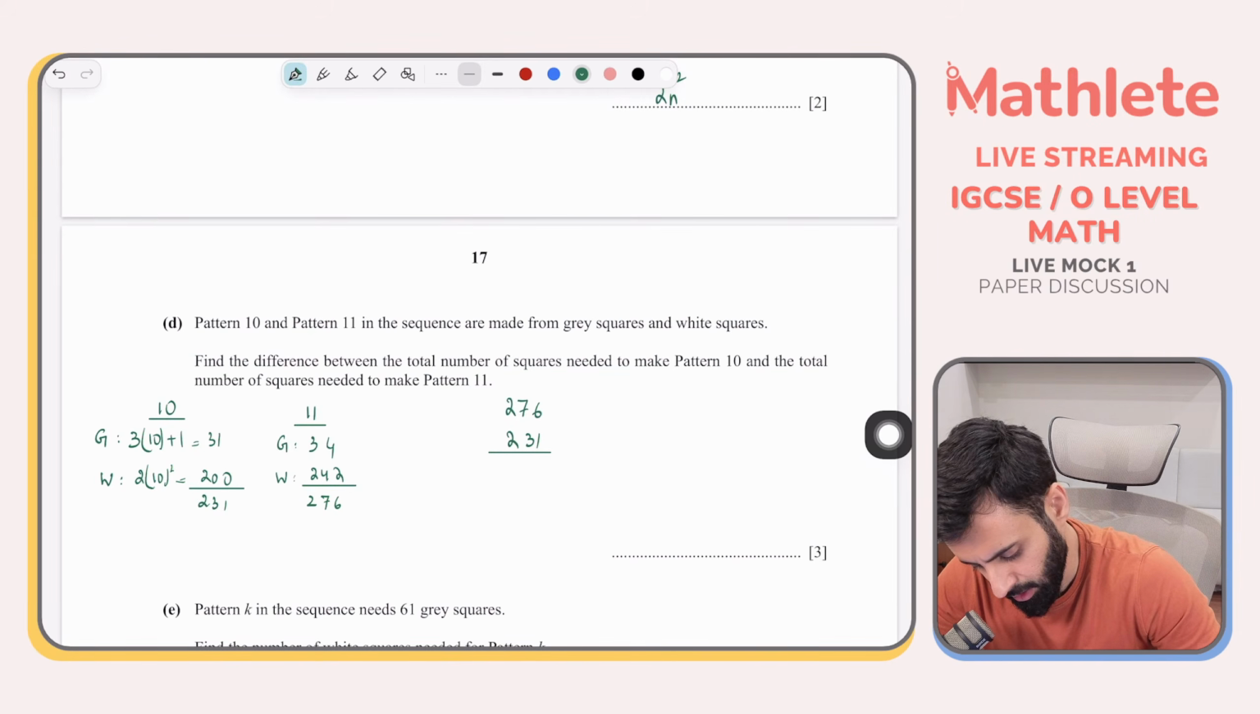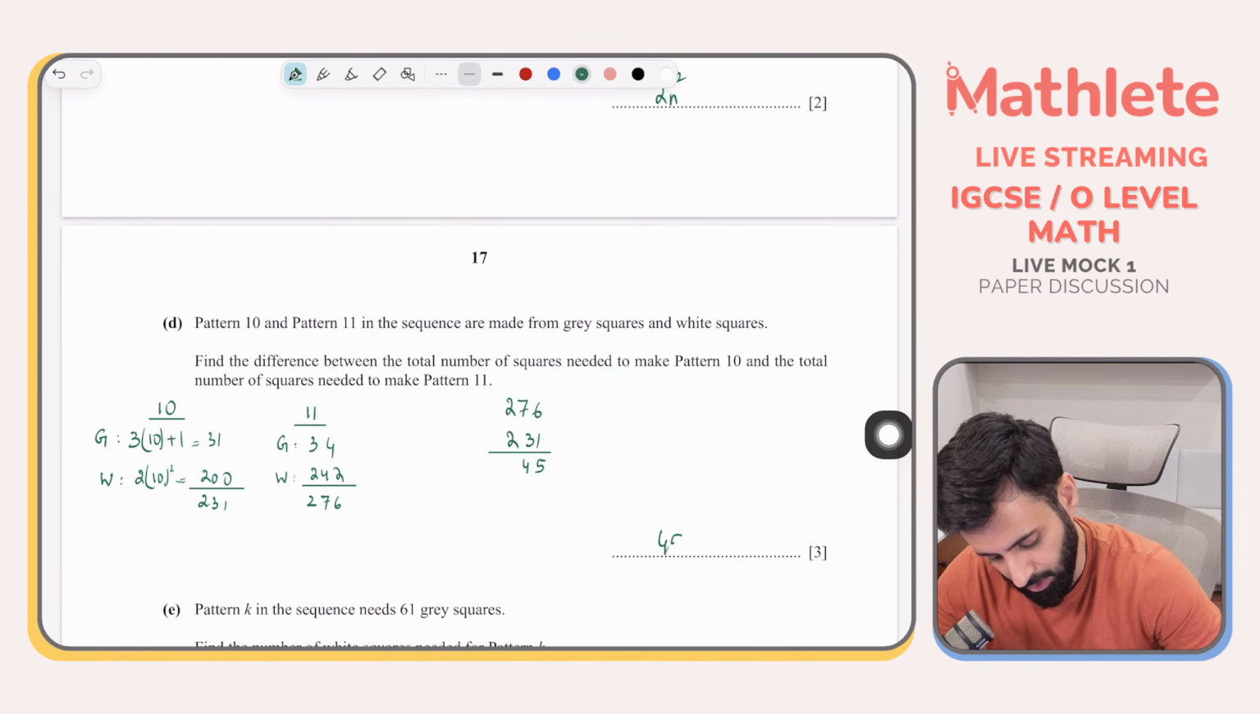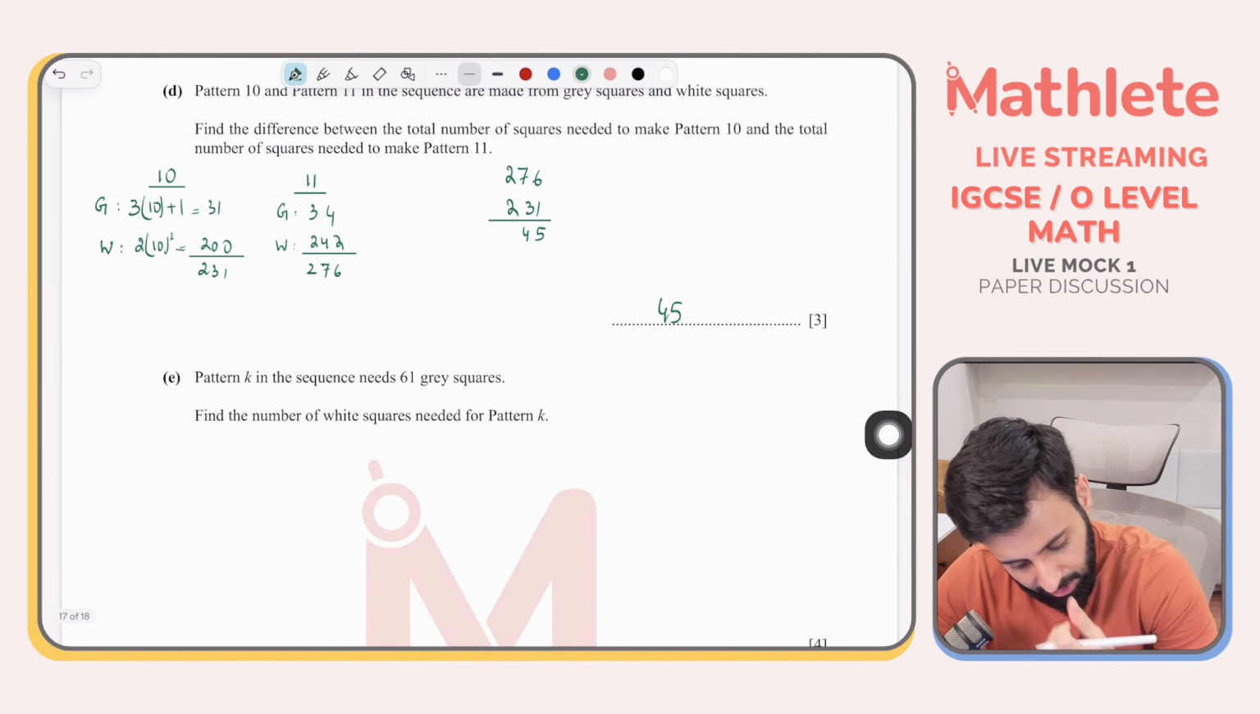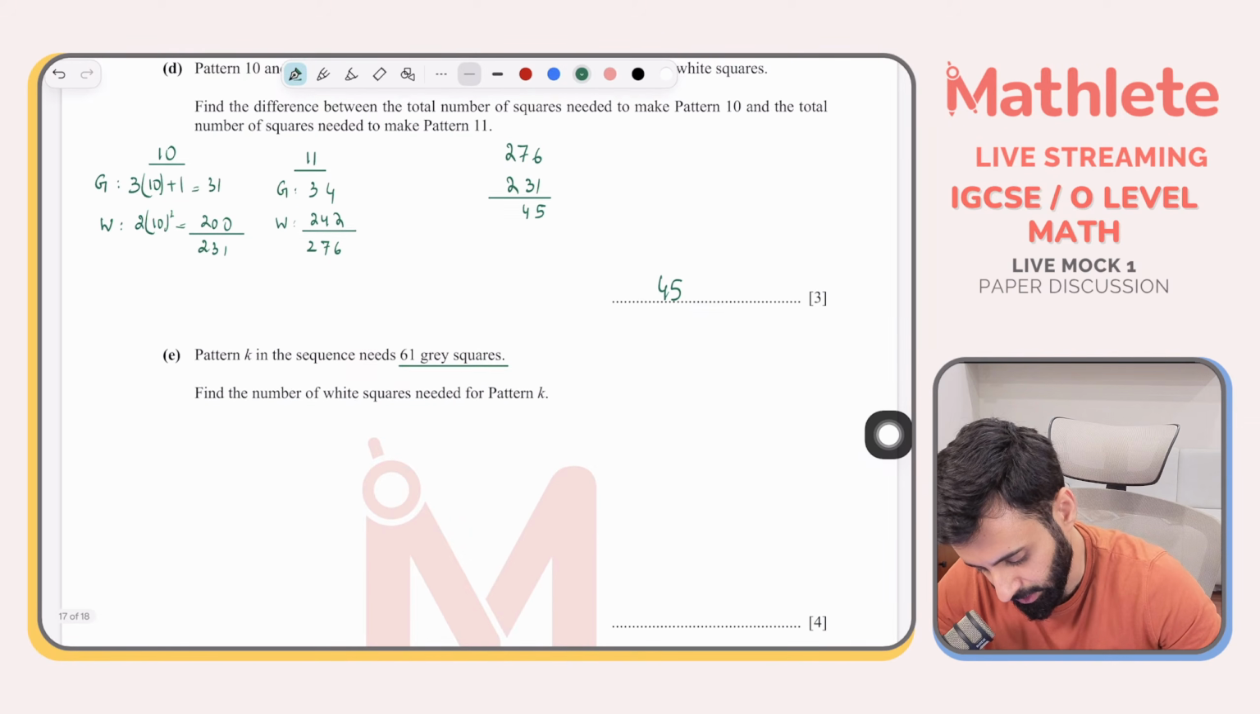Yeah. So you get 5, 4. So the answer is 45. Pattern K in the sequence needs 61 gray squares. Find the number of white squares for pattern K.